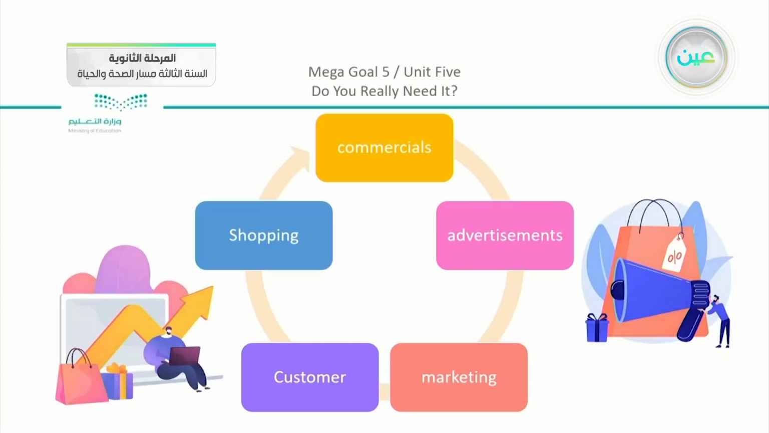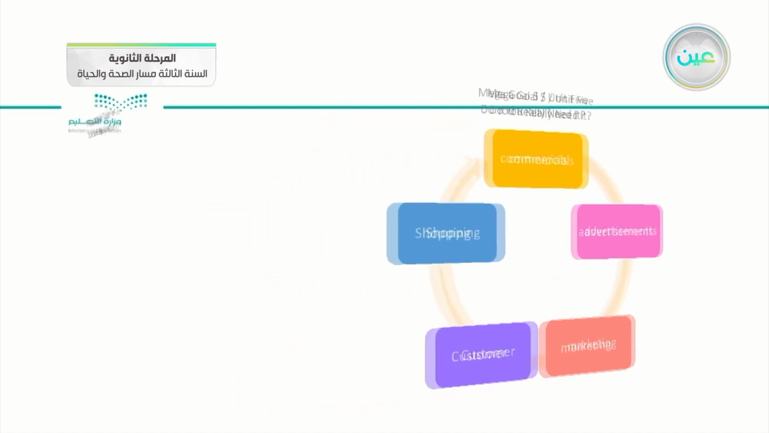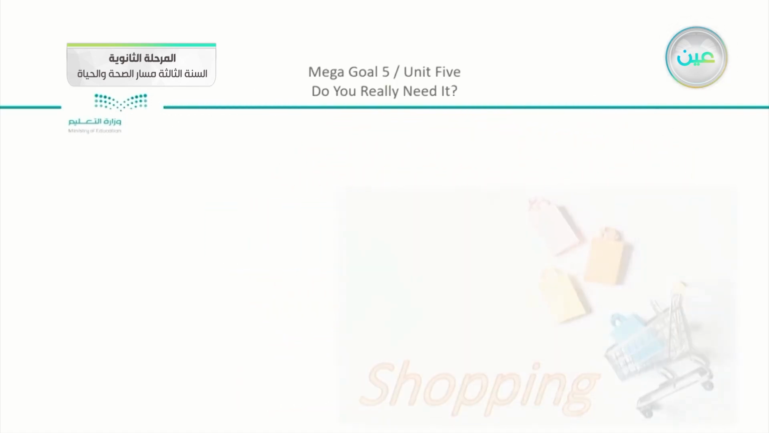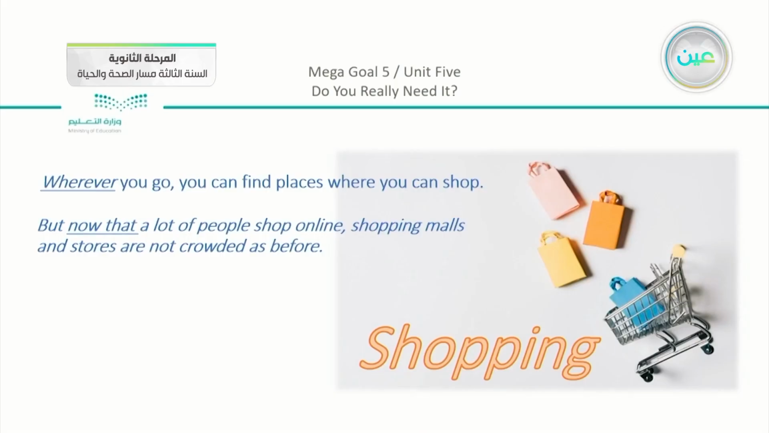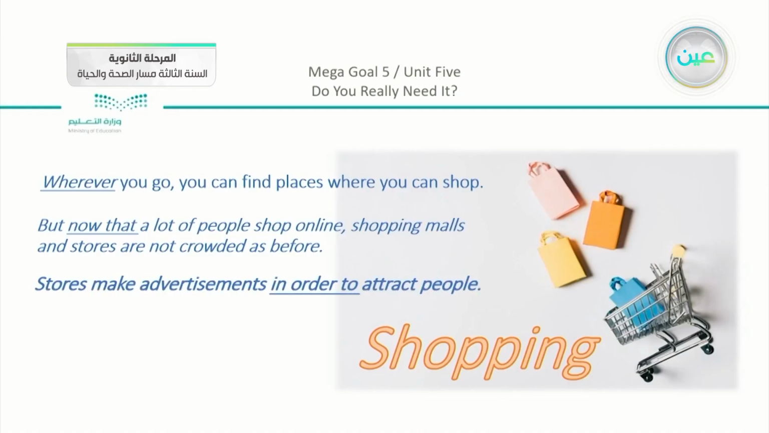So we're going to just focus on the idea of shopping in general. Now just to see here that we have here shopping. Now just to connect with our lesson, which was the grammar here, let's just use the conjunctions. Wherever you go, you can find places where you can shop. But now that a lot of people shop online, shopping malls and stores are not crowded as before. Stores make advertisements in order to attract people.